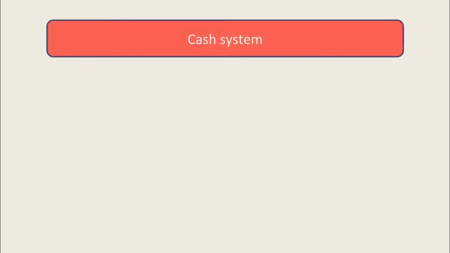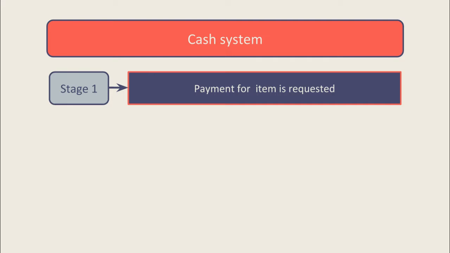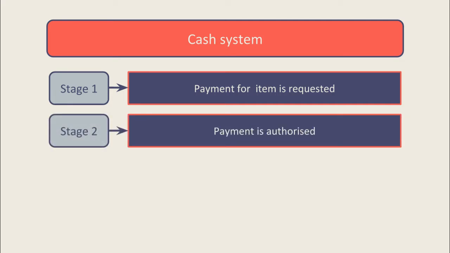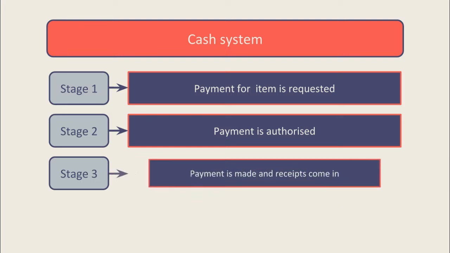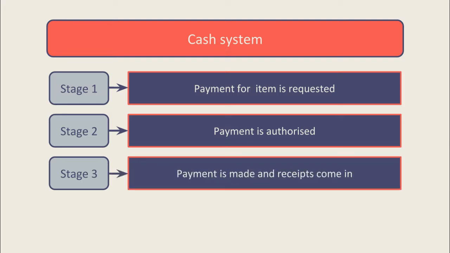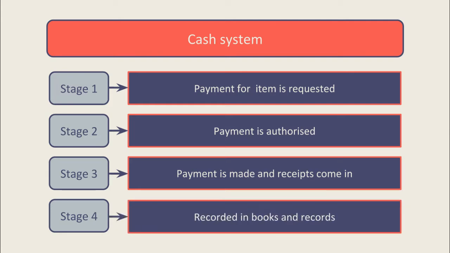Cash controls are our final system to review in this video. The stages of a cash cycle are: Stage 1, a payment for an item is requested. Stage 2, the payment is authorised. Stage 3, the payment is made and receipts come in. Stage 4, all movement in cash is then recorded in the books and records.